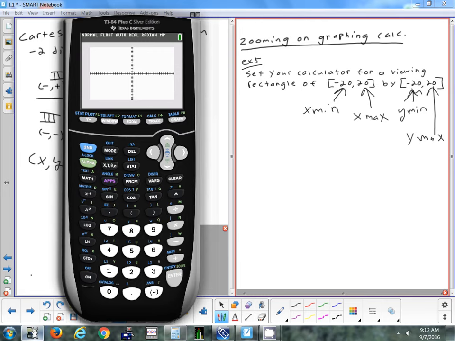So I hit window. Yeah, you hit window, and then you're just going to change x min, x max, y min, and y max. Okay. We don't have anything graphed, so nothing interesting is really going to happen here. But that's it. If we had something graphed, you'd be able to see it.